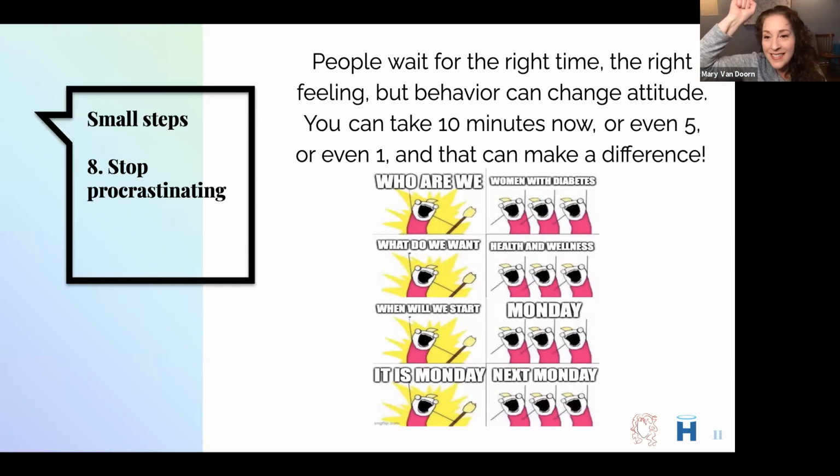Who are we? We are women with diabetes. What do we want? Health and wellness. When will we start? Monday. It is Monday, and they say next Monday. I feel like that is our life.